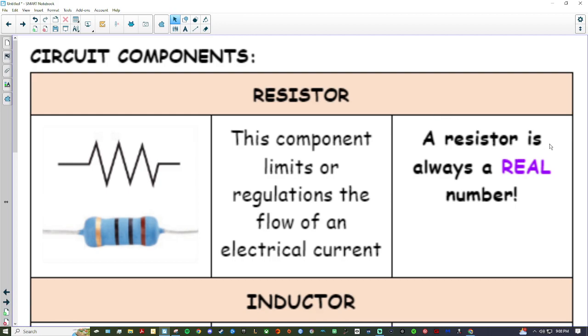The resistor always represents a real number. So remember, a real number is something like 2, 4, 1/2, any number, fraction, or decimal that does not have the imaginary unit I. The resistor always represents a real number.